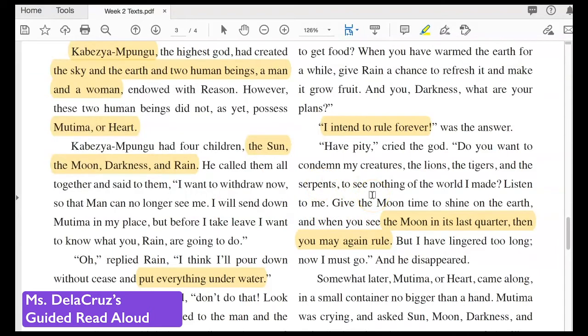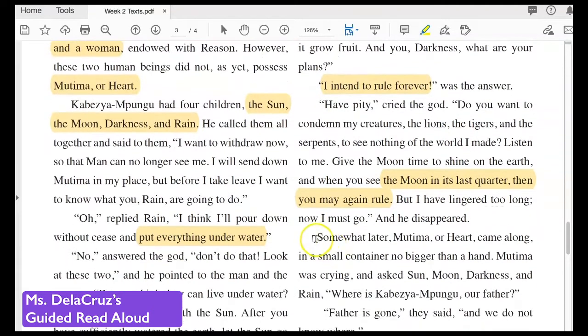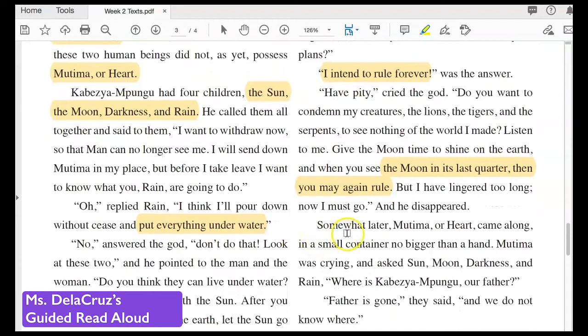So as you can see, Kabeza Mupungu is talking to all his kids and trying to get them to reason because all of them want to rule and take over the world, basically. "But I've lingered too long, now I must go." And he disappeared. Somewhat later, Mutima, or heart, came along, in a small container no bigger than a hand.